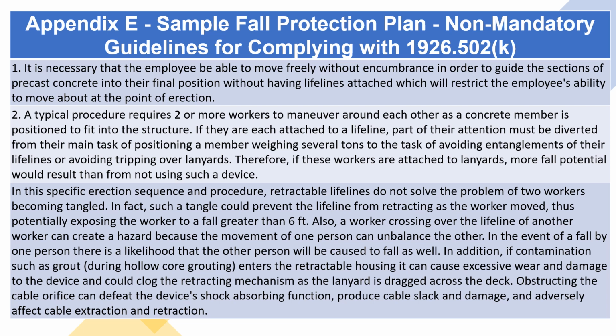If they are each attached to a lifeline, part of their attention must be diverted from their main task of positioning a member weighing several tons to the task of avoiding entanglements of their lifelines or avoiding tripping over lanyards. Therefore, if these workers are attached to lanyards, more fall potential would result than from not using such a device. In this specific erection sequence and procedure, retractable lifelines do not solve the problem of 2 workers becoming tangled. In fact, such a tangle could prevent the lifeline from retracting as the worker moved, thus potentially exposing the worker to a fall greater than 6 feet.